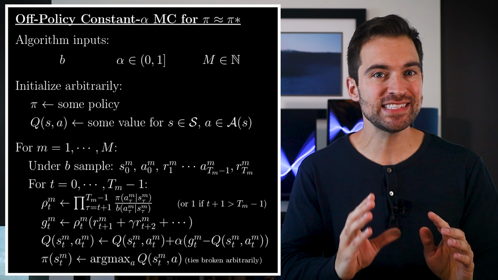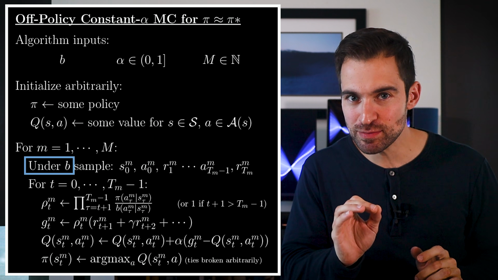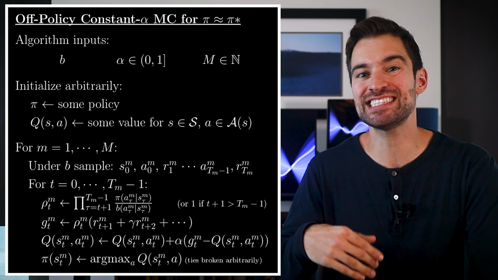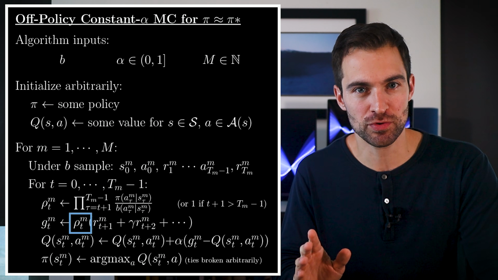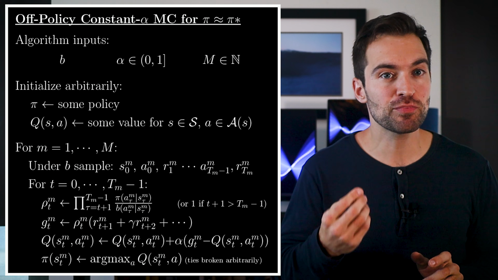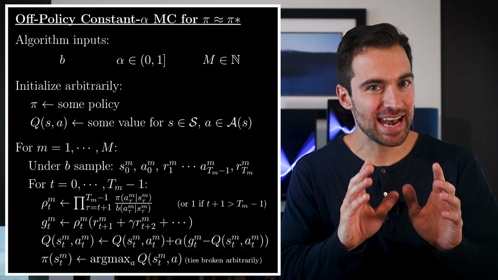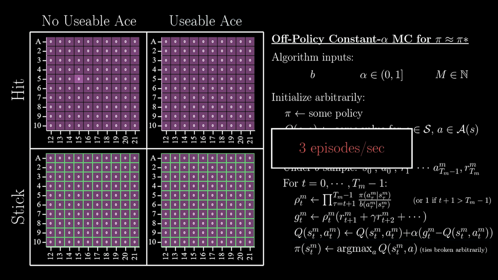Okay, next, we sample an episode using the behavior policy. Within each time step, we form the product of policy ratios so we can use it as a multiplier on the return. Beyond that, there's no change to the update rule. Finally, our policy improvement is much simpler. The action is just the action of the highest value. And now we can see it in action. Let's run through the same animation we saw earlier using a behavior policy with a 50-50 chance of hitting or sticking. Here goes.